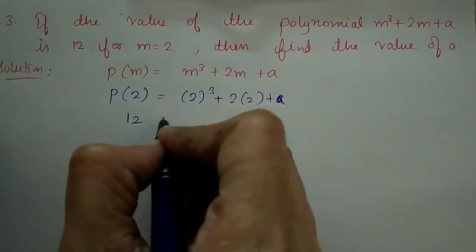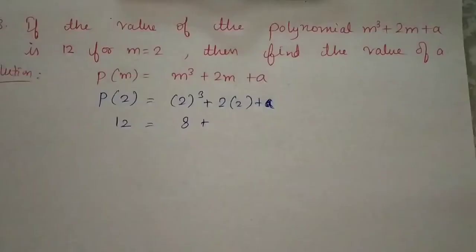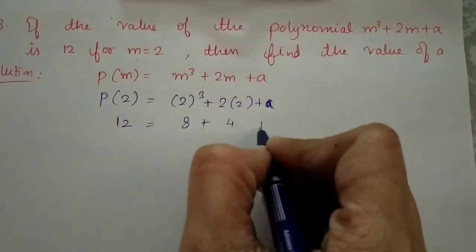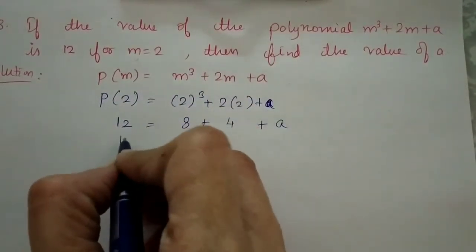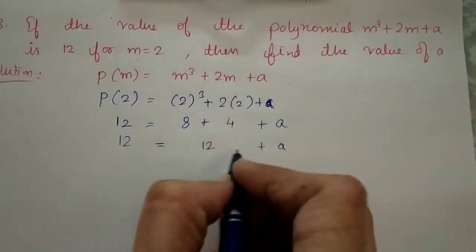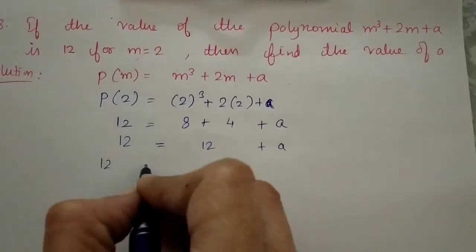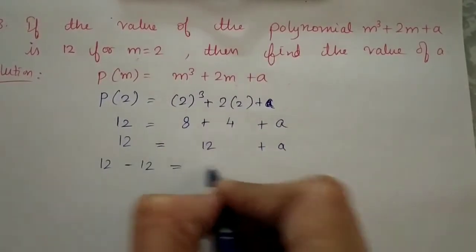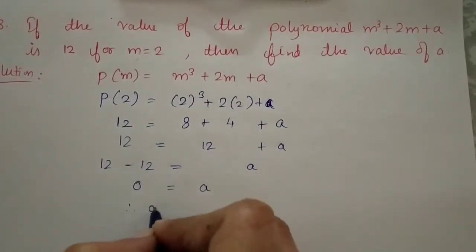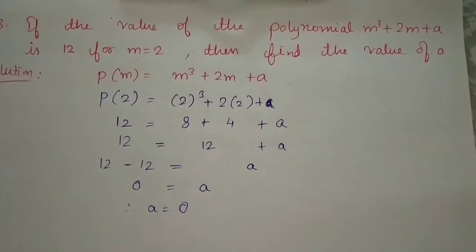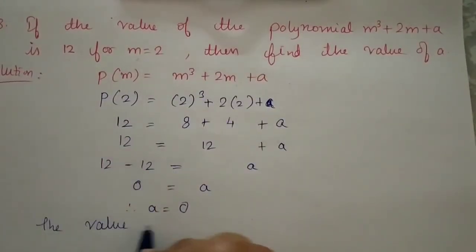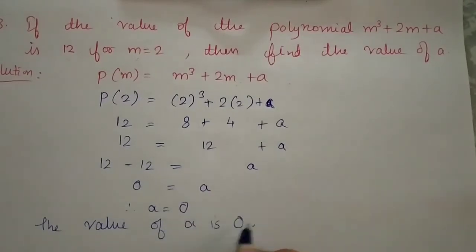So p of 2 is 12, cube of 2 is 8 plus 2 2s are 4 plus a. Okay, so this becomes 12 is equal to 8 plus 4 is 12 plus a. When this 12 will come here, it will become minus. So 12 minus 12 is equal to a. So 12 minus 12 will be 0. So a is equal to 0. So our answer is a is equal to 0. So we'll write out the final statement. The value of a is 0.